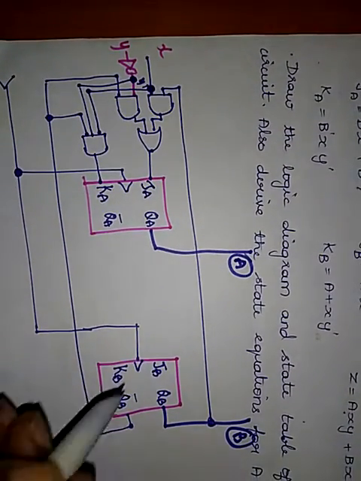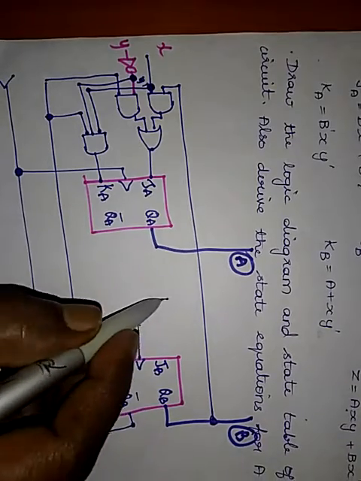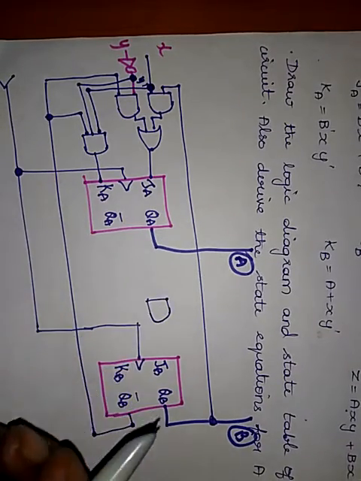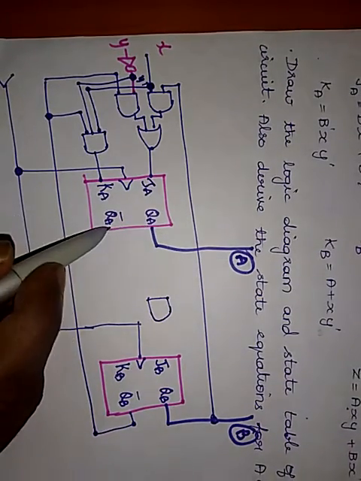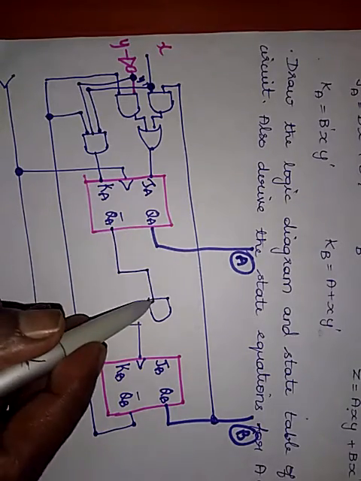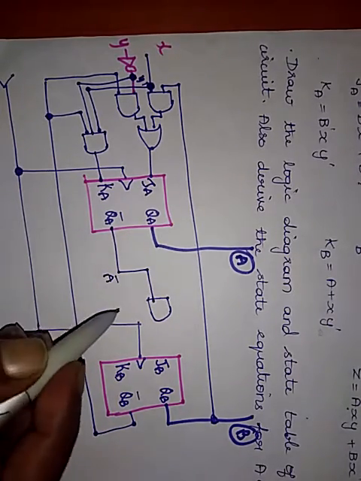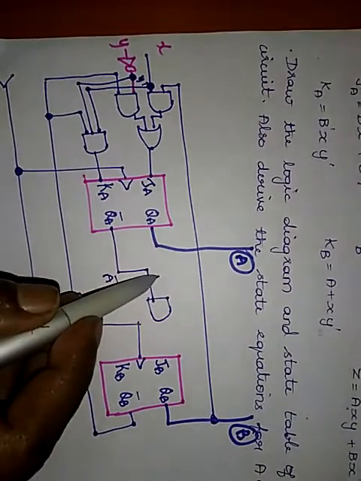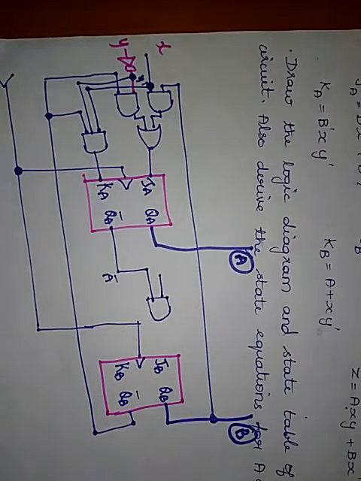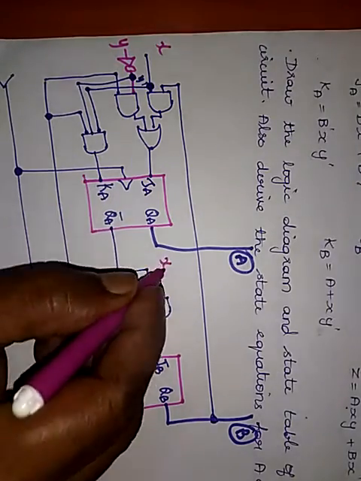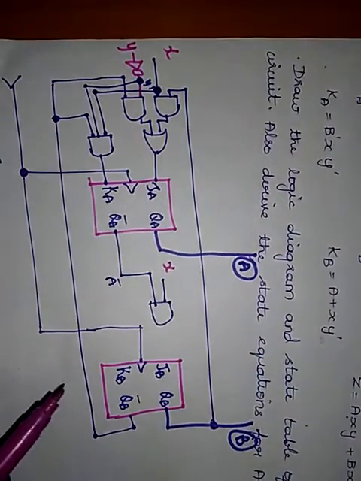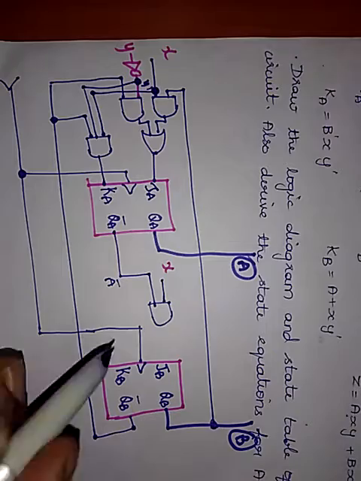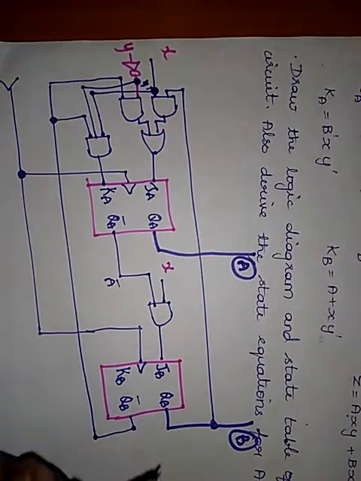Now JB. JB is A dash X. So this is A, this is A dash. So A dash will come over here. This is A dash, A bar. And X from here we have to carry on. Instead of doing like that, you can just put X here. That means this point and this point are connected together. So that will be the input for JB.